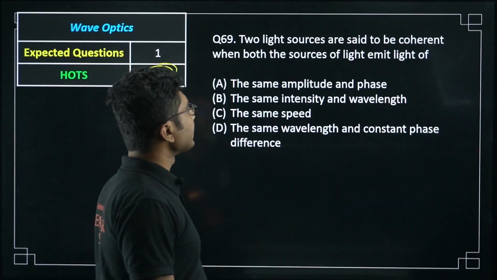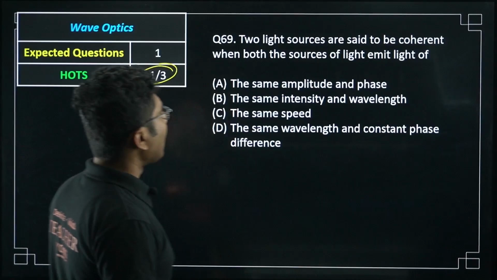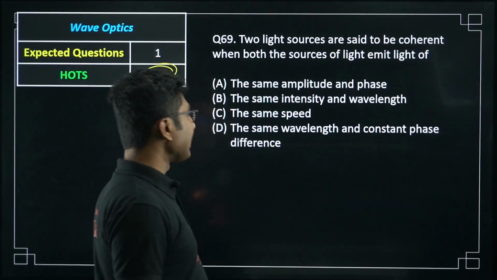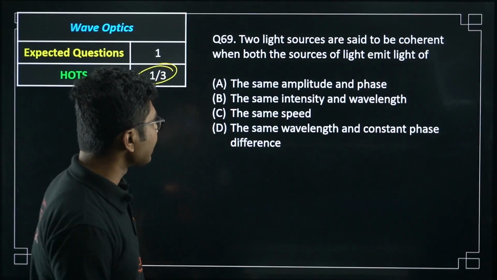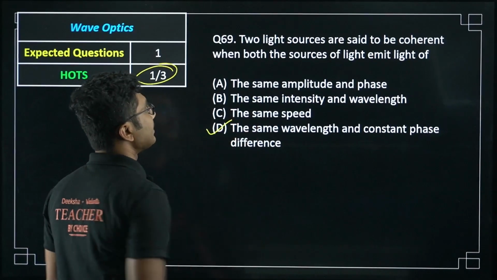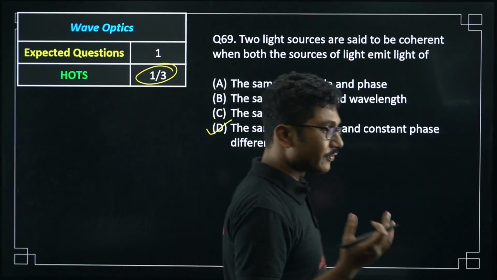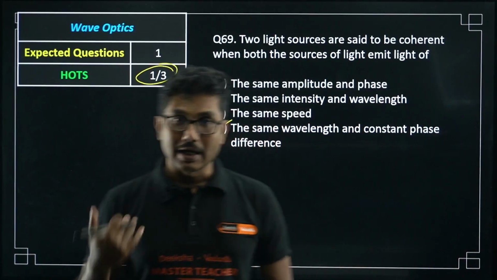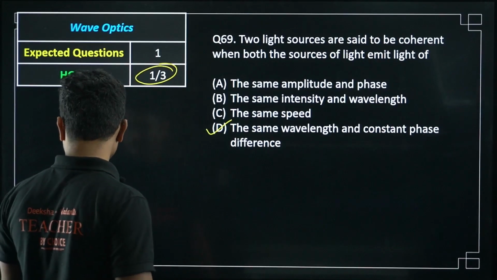Two light sources are said to be coherent when both the sources of light emit light of the same wavelength, same speed, and constant phase difference. So phase difference is very, very important for coherent sources. So they should be phase locked, okay, and wavelength should be same. Then only we will say they are coherent sources, okay.